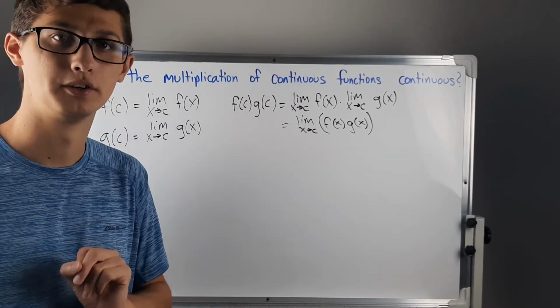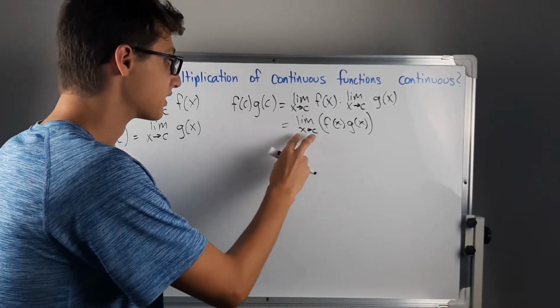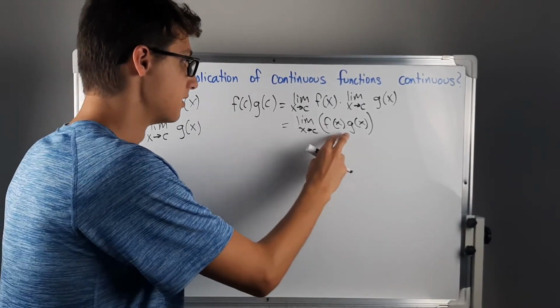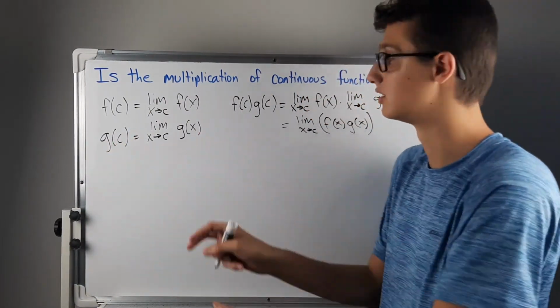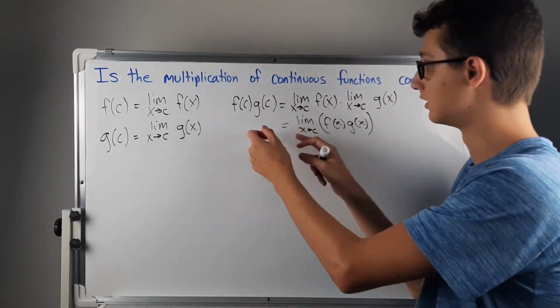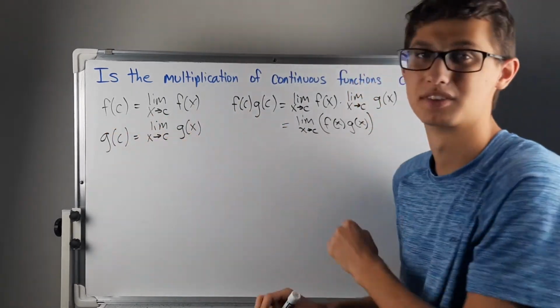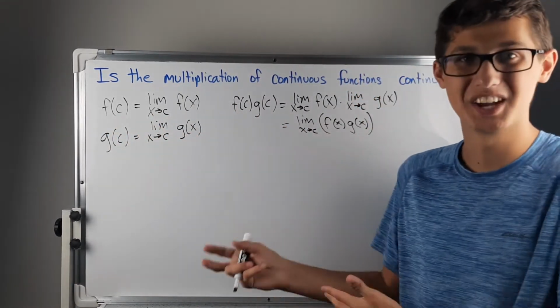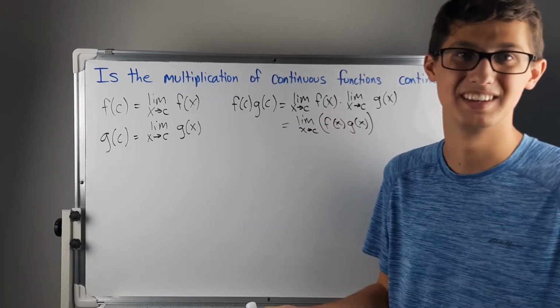Now this is all we need to do, because you'll notice that now we have f of c times g of c equals the limit as x approaches c of f of x g of x, which is the same sort of setup as these two, right? We have this function is equal to the limit of this function. So we actually showed that the multiplication of two continuous functions is continuous.